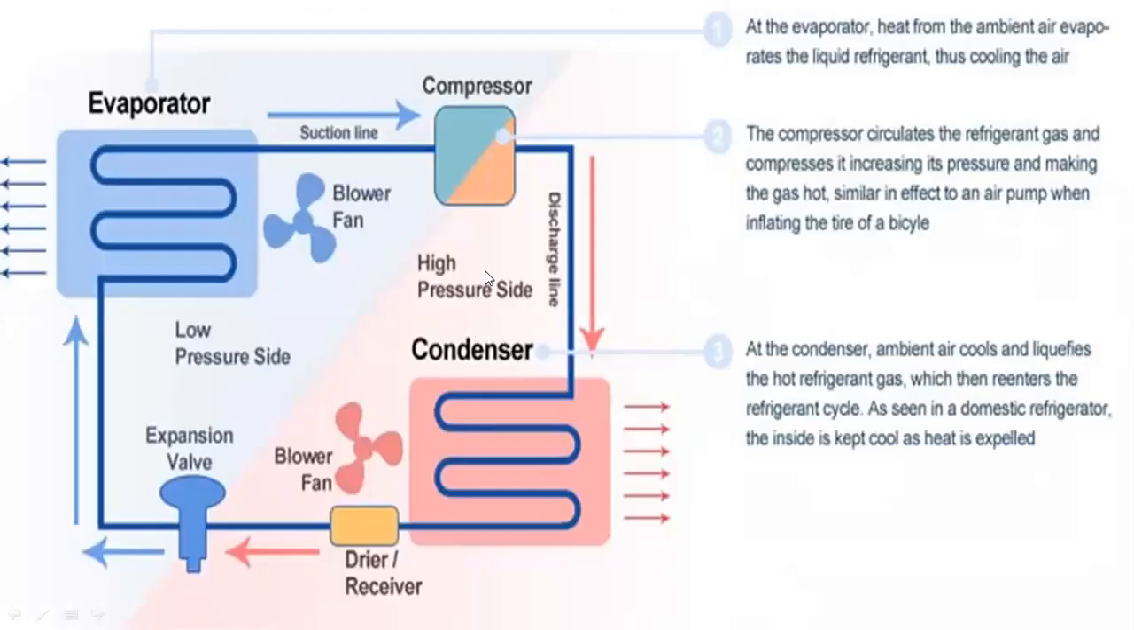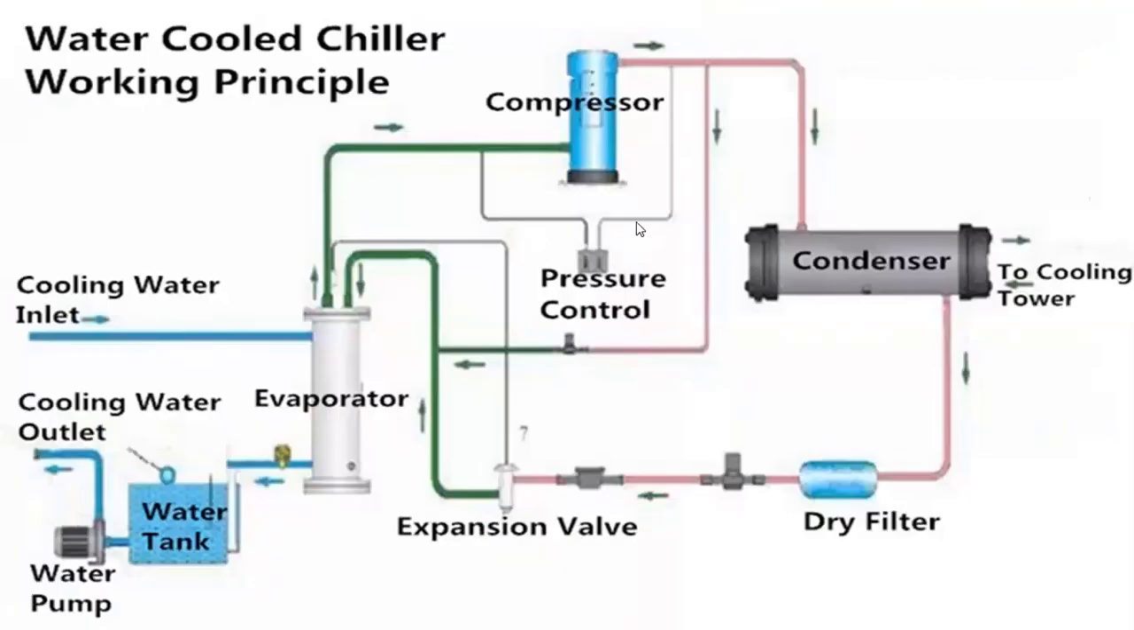Here is another way of representing it. At the evaporator, heat from the ambient air evaporates the liquid refrigerant, thus cooling the air. The compressor circulates the refrigerant gas and compresses it, increasing its pressure and making it hot, similar in effect to an air pump when inflating the tire of a bicycle. At the condenser, ambient air cools and liquefies the hot refrigerant gas inside, which then re-enters the refrigerant cycle. As seen in a domestic refrigerator, the inside is kept cool as heat is expelled. So that's a very simple principle of operation.